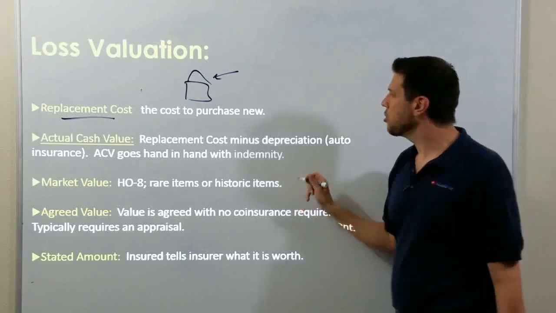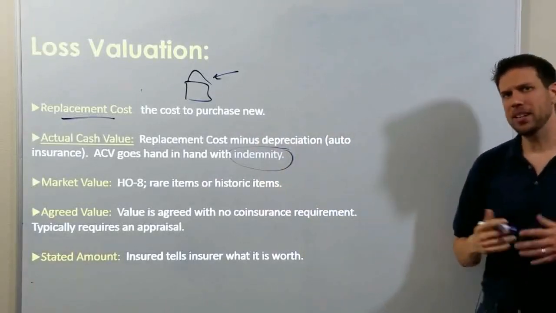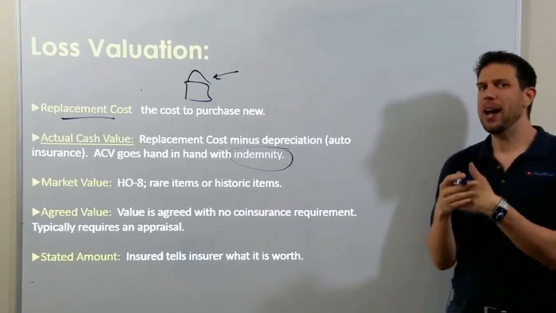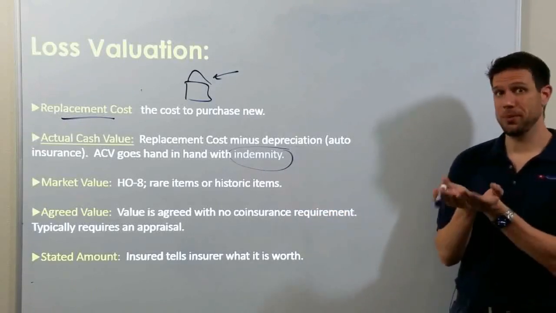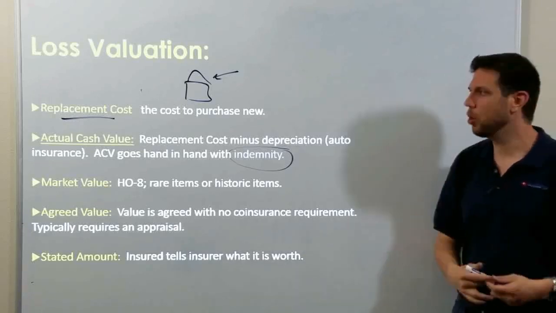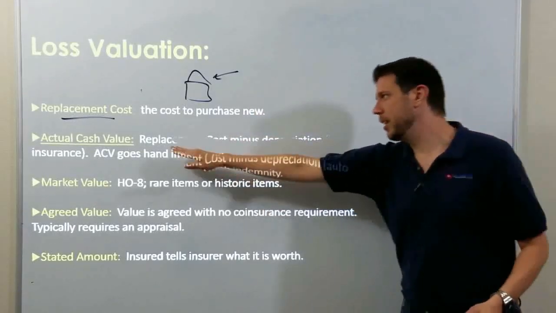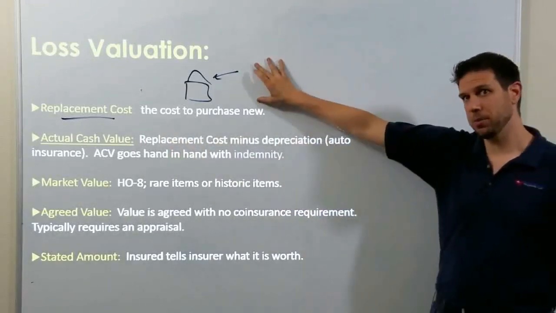On your test, actual cash value goes hand in hand with indemnity, because indemnity is to be made financially whole. If you have 100,000 miles on the truck, financially whole is going to get you $5,000, not $30,000. You would be making a lot more money with replacement cost. So actual cash value and indemnity go hand in hand. We obviously would rather have replacement cost for most of our stuff.